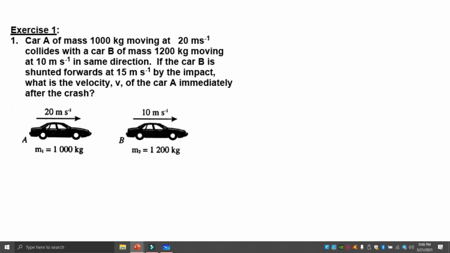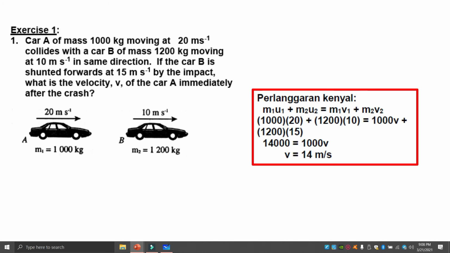Okay, for exercise number 1. So this one is elastic. How do we know this is elastic?